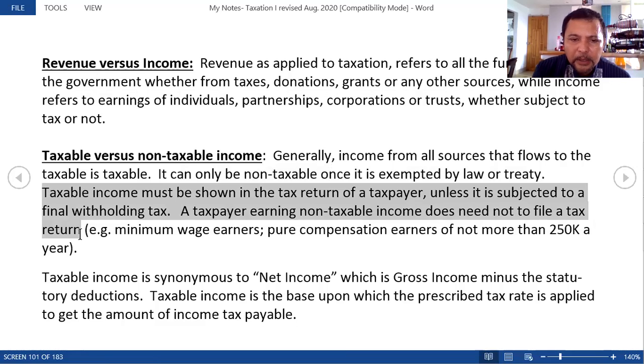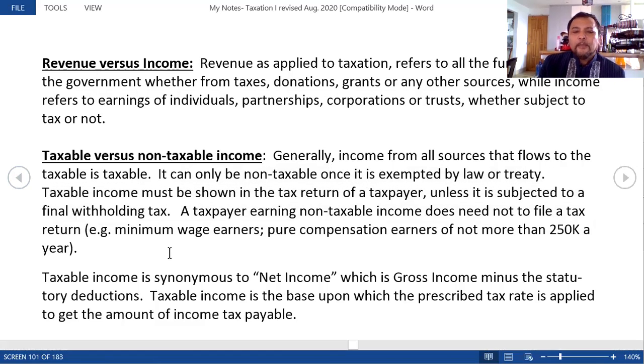This does not make sense. A taxpayer earning non-taxable income need not file a tax return. Okay, like minimum wage earners need not file a tax return.